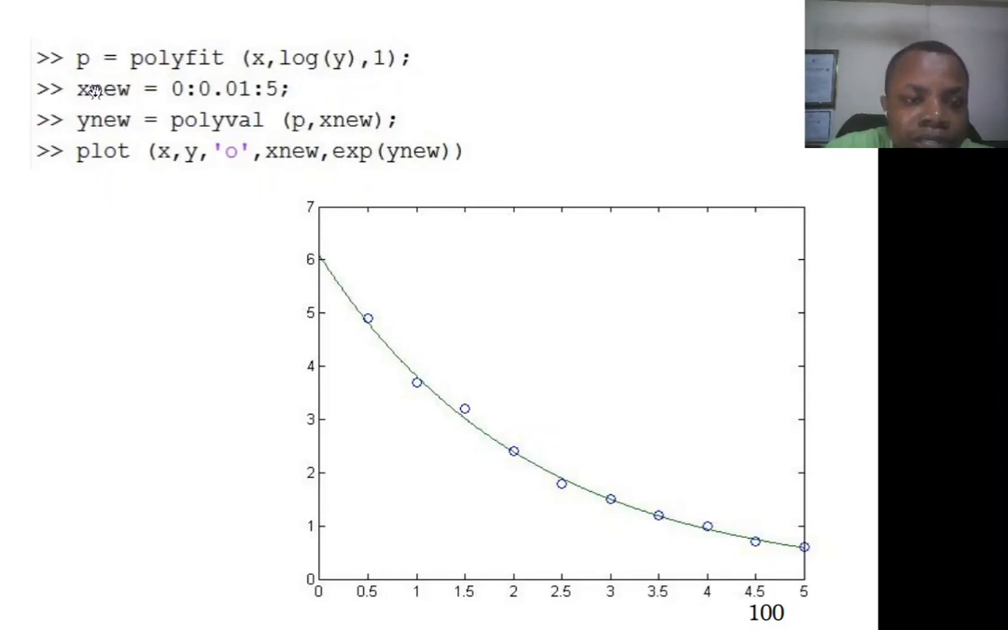Okay, so in this case we are generating data from 0 to 5 with an increment of 0.01 and indicating all this as x new. Now for the y new, we are going to find the functional evaluation of this function based on this x new that we just generated, and we are going to plot all this. We are going to plot the x and the y from the previous, and this will be how we would like the plot to be indicated.